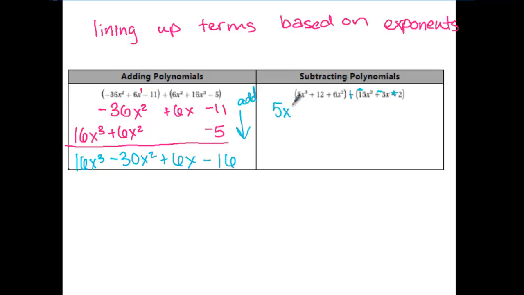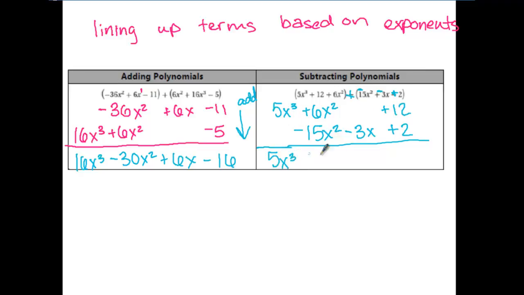So I have a 5x to the third, I have a 6x squared, and a 12. So I'm leaving space where an x term would be because I see that it's right here in my second equation. So I have a negative 15x squared, a negative 3x, and a positive 2. So when I add these again straight down, because I've changed all my signs, I've made this a plus, I get 5x to the third minus 9x squared minus 3x plus 14.